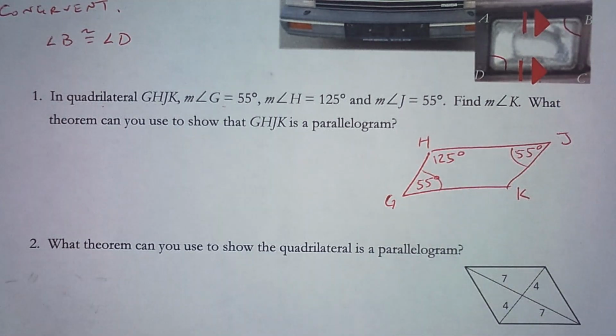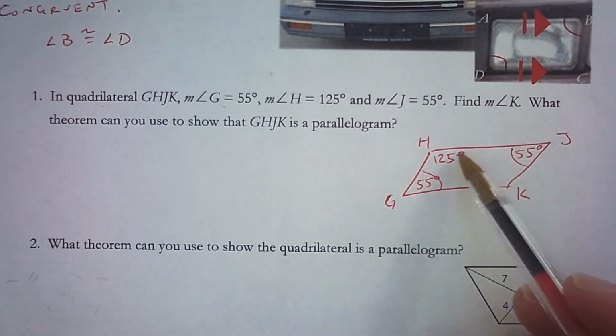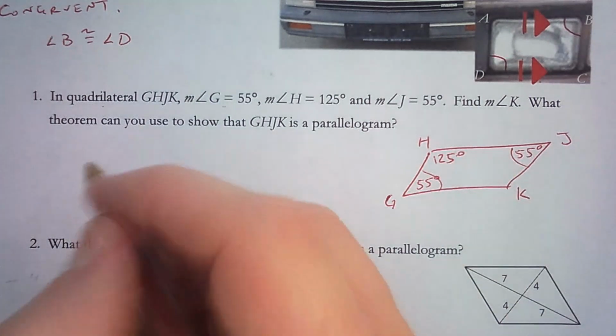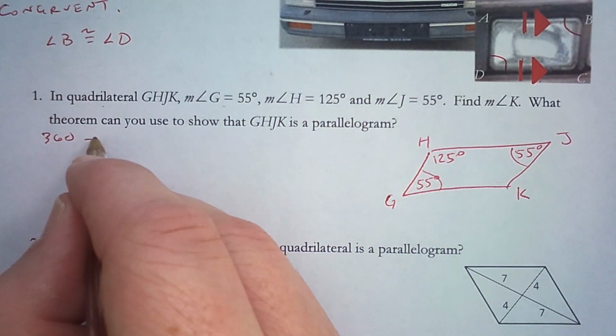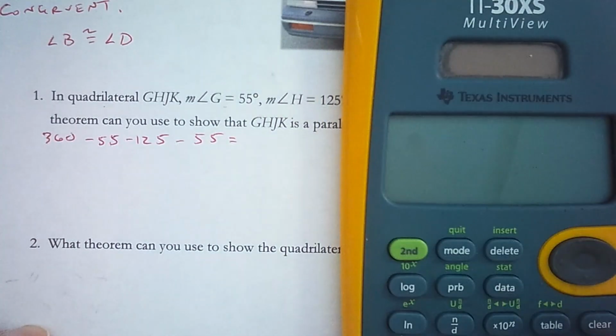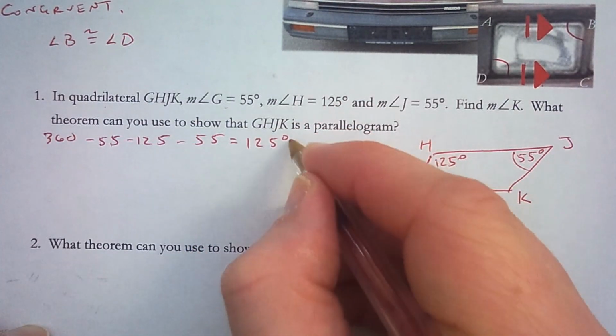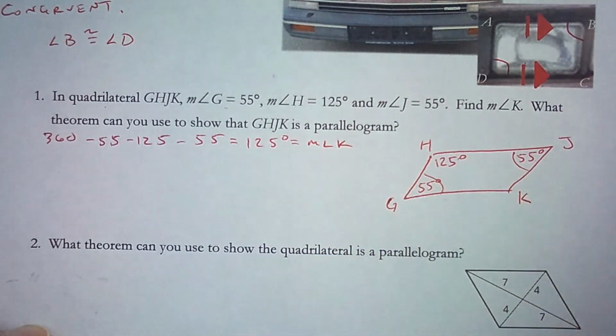Well, I do have these opposite angles congruent. But in order to show that it's a parallelogram, I would also need these opposite angles to be congruent. Now we know from previous lessons that in a quadrilateral, there's a total of 360 degrees on these four interior angles. So if I do 360 minus 55 minus 125 minus another 55, let's see how many degrees are left. So we have 360 minus 55 minus 125 minus 55. That leaves me with 125 degrees. And that is the measure of angle K.